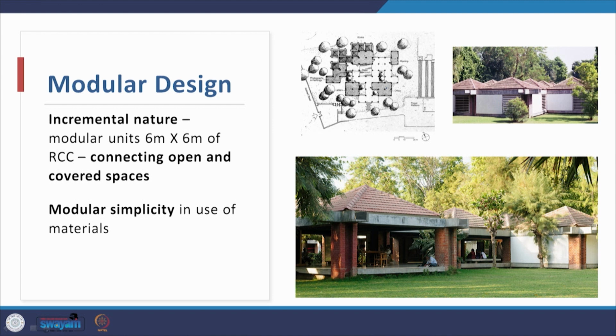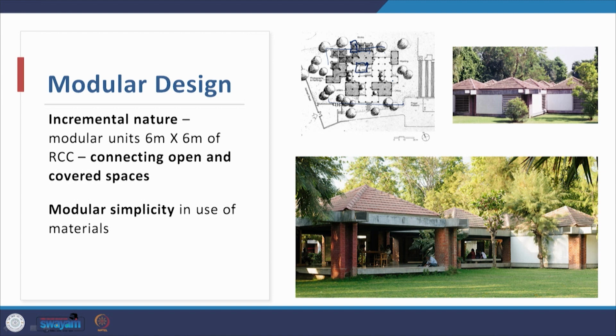RCC connecting both open and covered pavilions. So this is a covered pavilion, for example, and then a similar module of 6 by 6 meters which is an open pavilion. So there is this modular simplicity about the entire design. The entire grid has been laid out of 6 by 6, and then the pavilions are thus organized.